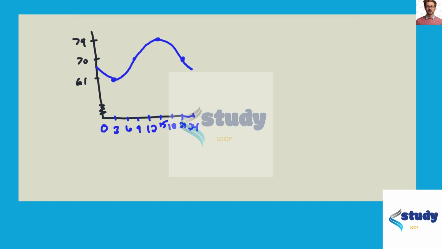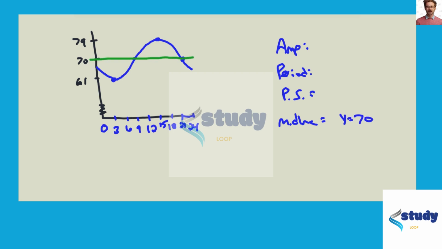So here's what we need to take from it. We don't even need to graph it. But in order to write our function, we need to know what the amplitude is, what the period is, what the phase shift is, and what the midline is. The midline would be 70. From that, we're going up and down 9, so the amplitude is 9. The period is 24 hours.